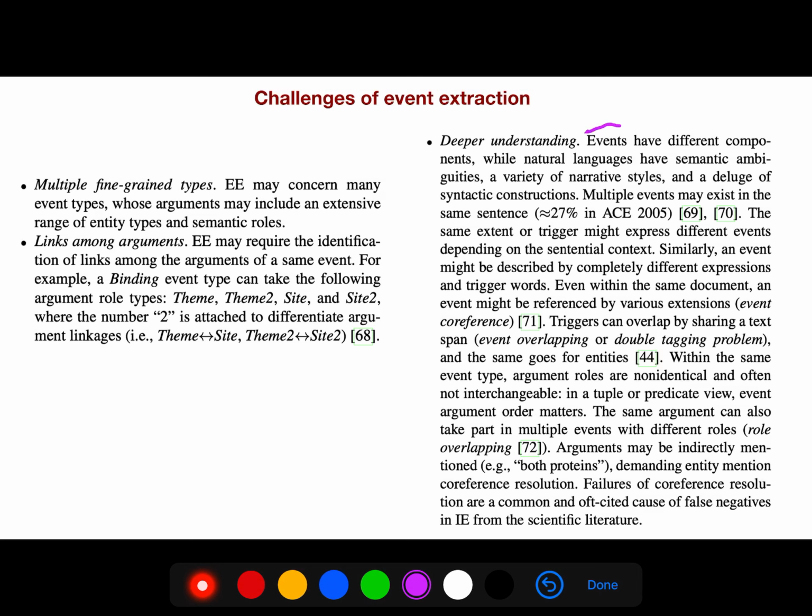Events have different components, while natural language has semantic ambiguities and a variety of narrative styles. So the same expression or trigger might express different events depending on the sentential context. Similarly, an event might be described by completely different expressions and trigger words. Even within the same document, an event might be referenced by various expressions. Triggers can overlap by sharing a text span.